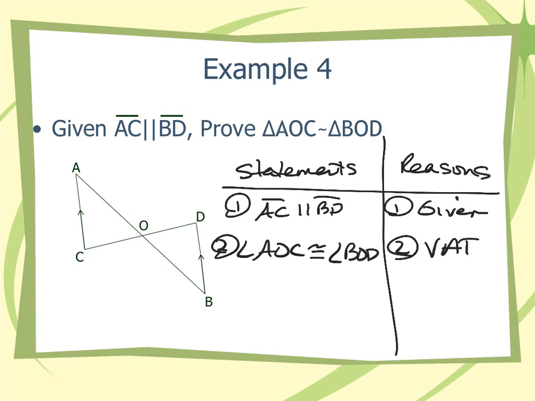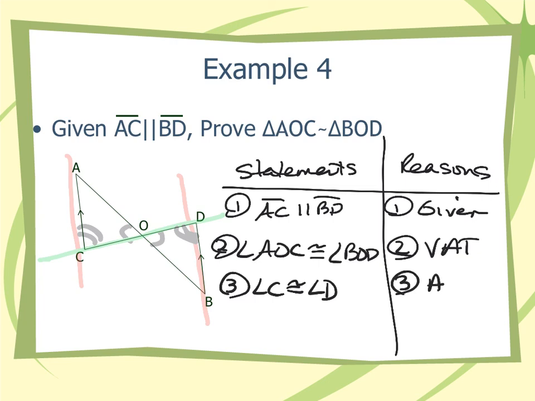Now notice I also have parallel lines here. So I just mark these. If I draw a transversal here, I now can say that angle C is congruent to angle D. Anybody know what kind of angles those are? Beautiful. So alternate interior angles theorem.